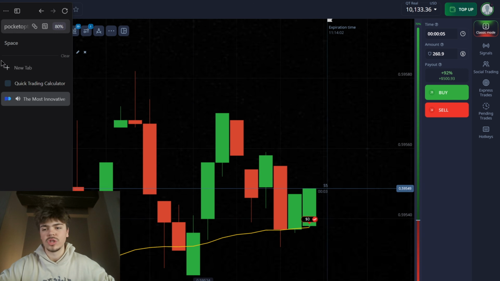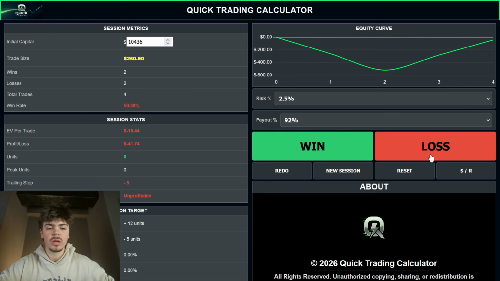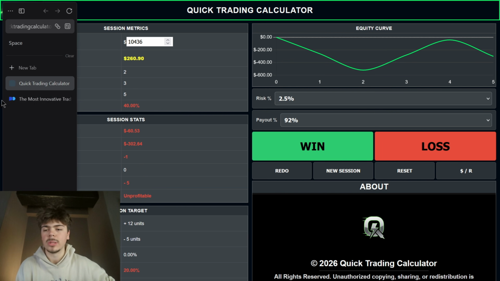Okay, we got a little bit unfortunate with that gap. So that's going to be a win and then a loss. But that only puts us down 1 unit, which is fine.